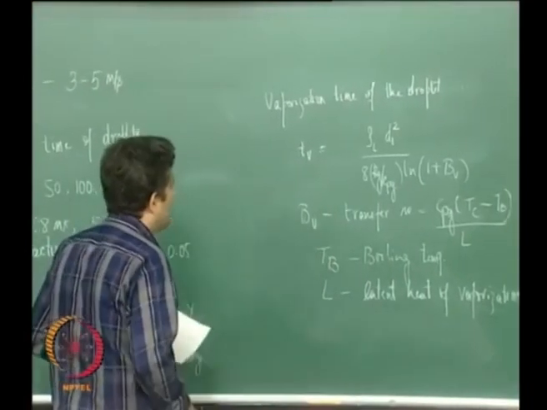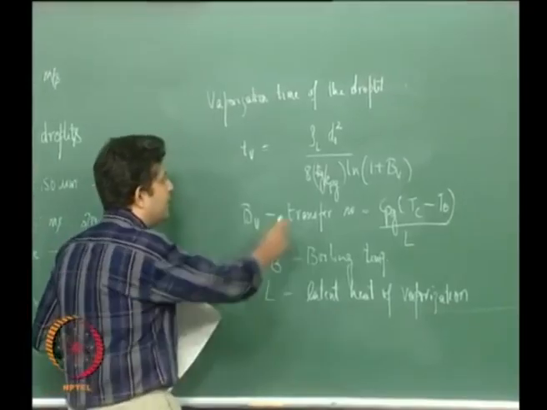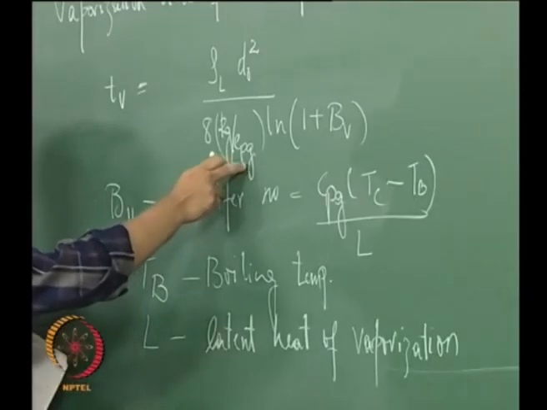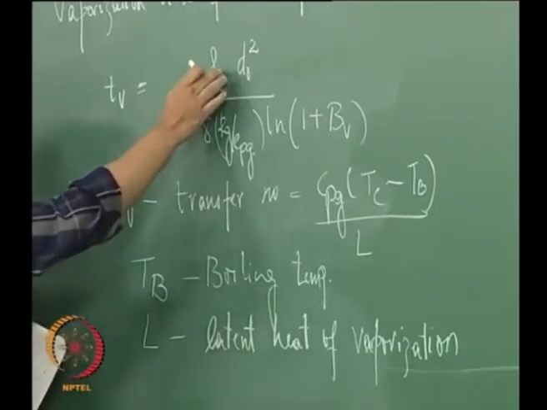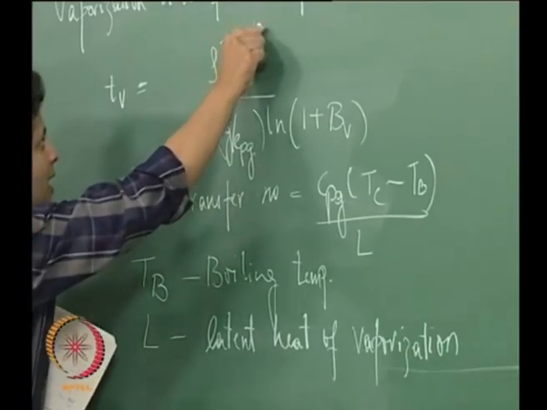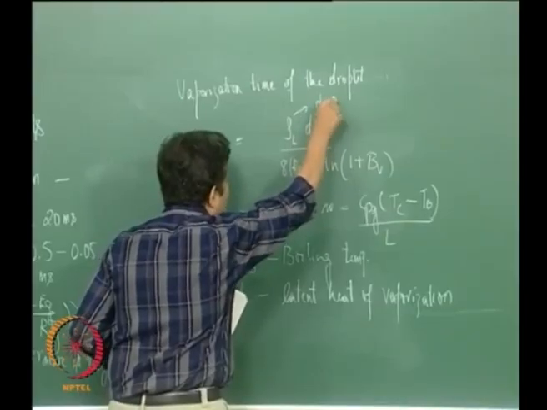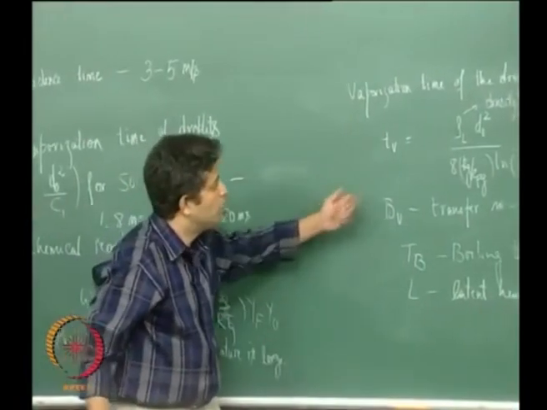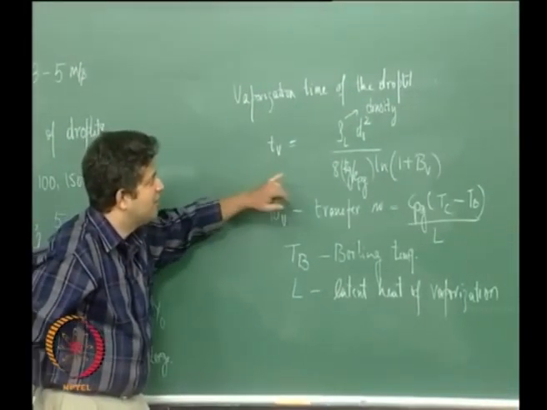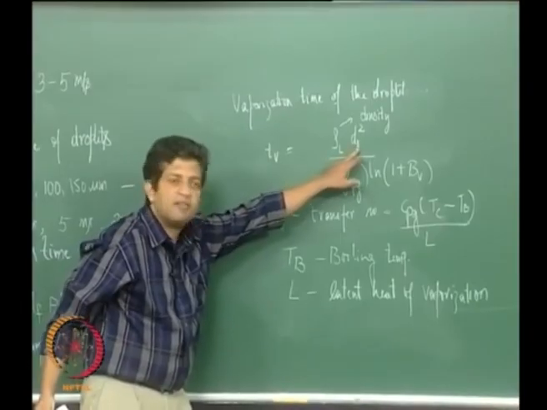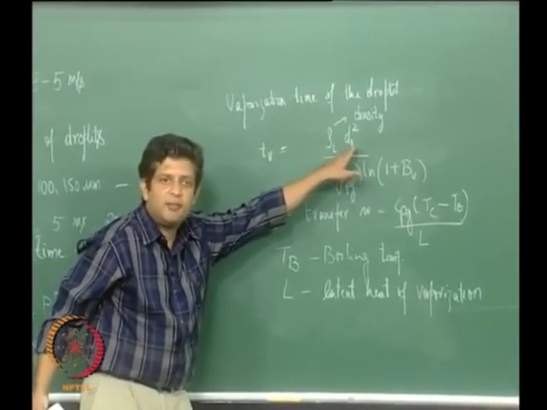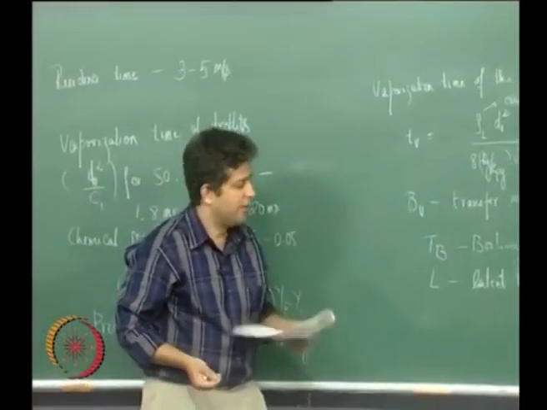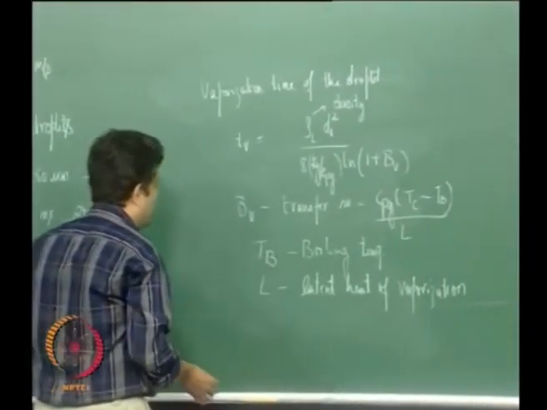So this is Kg, which is nothing but the thermal conductivity, this is the specific heat, and this is the density of the liquid. What you can see here is that the vaporization time is a very strong function of the diameter of the droplet. This is called the d square law.